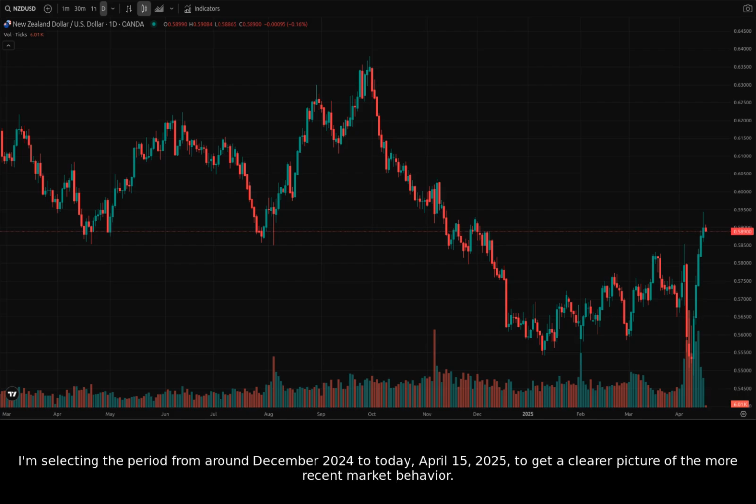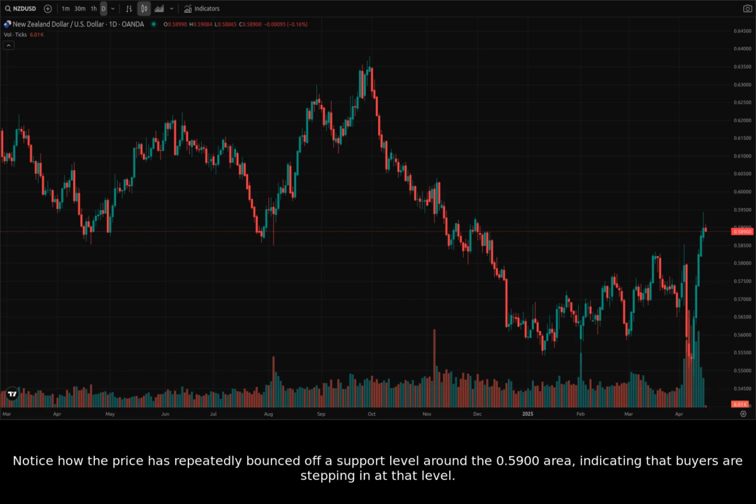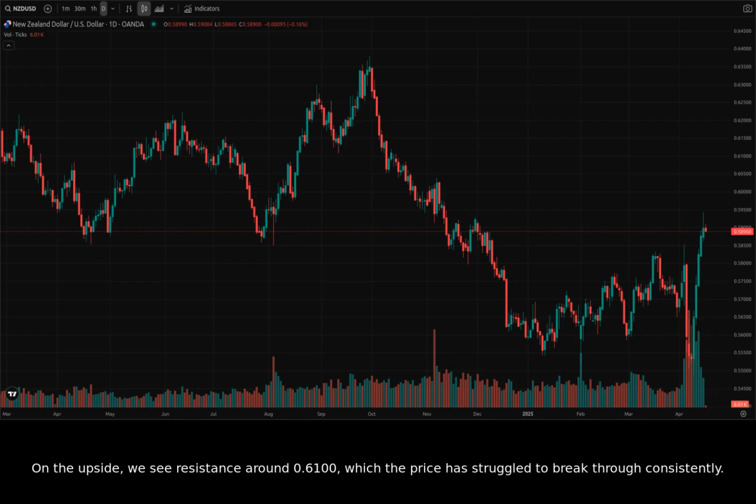I'm selecting the period from around December 2024 to today, April 15th, 2025, to get a clearer picture of the more recent market behavior. During this period, we can identify key support and resistance levels. Notice how the price has repeatedly bounced off a support level around the 0.5900 area, indicating that buyers are stepping in at that level. On the upside, we see resistance around 0.6100, which the price has struggled to break through consistently.